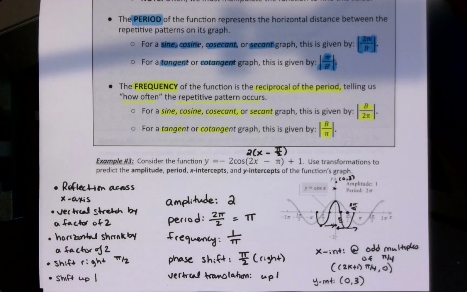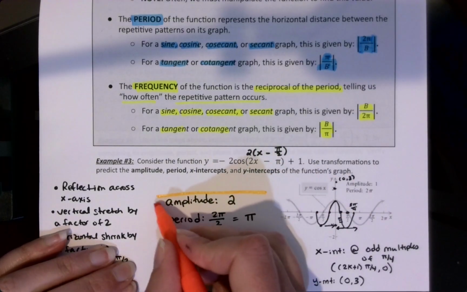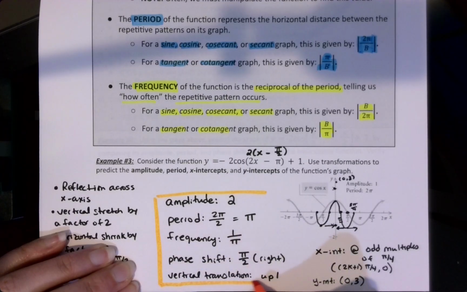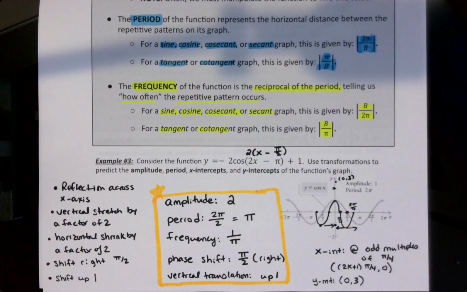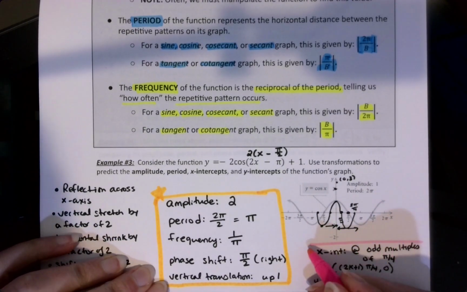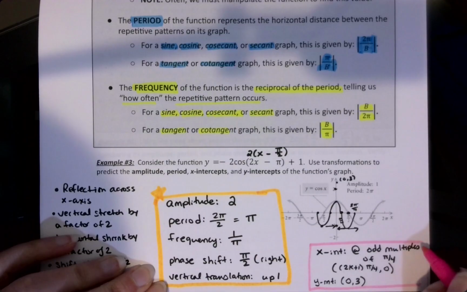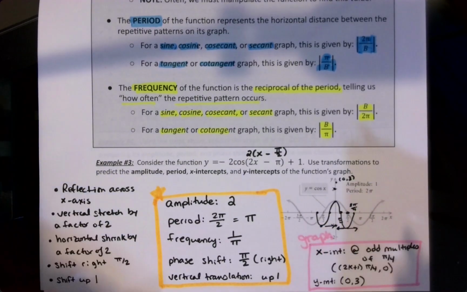What I would say about these is that we should absolutely be able to determine the amplitude, the period, the frequency, the phase shift, and the vertical translation from just the A, B, and C values. These other values over here for the x-intercepts and the y-intercept, it's absolutely fine if you use the graph to help you. I'm trying to illustrate how I can find them. But it's okay to use the graph to find those. Let's take a look at the graph and confirm that we've done a good job.